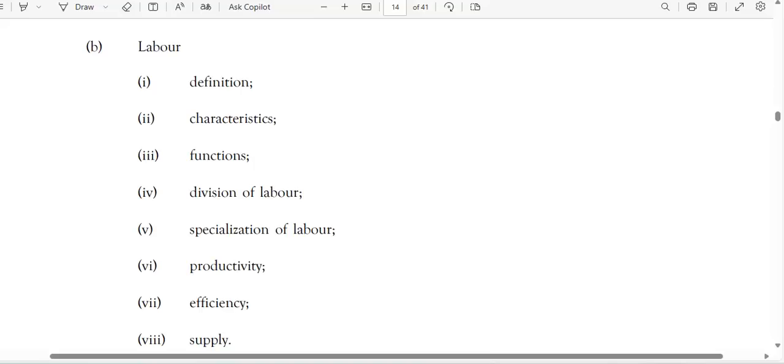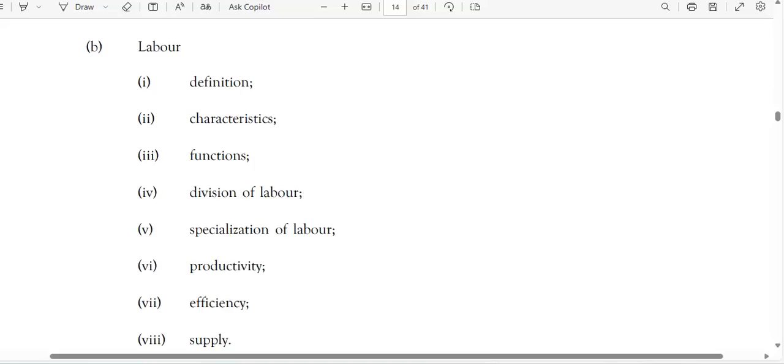All right. Now we're going to look at the division of labor. This is when production is broken down into separate tasks and each worker specializes in one task. Example, in a bakery, one worker mixes the dough, another bakes, another packages the bread. So when labor is divided, it increases speed, efficiency, and output.